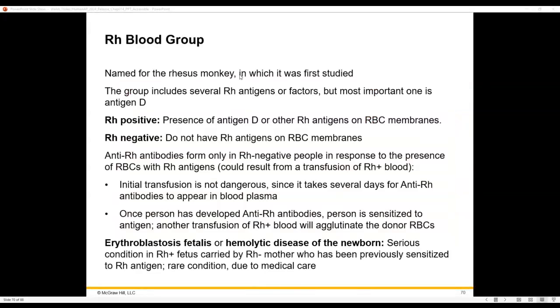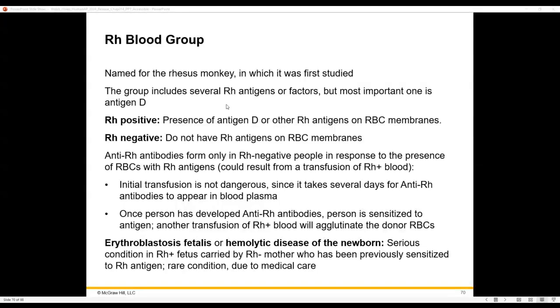Okay, well, what about that plus or negative that comes after the letters? This is the Rh blood group. It's named for the rhesus monkey in which it was first studied. The group includes several Rh antigens or factors, but the most important one is what we call antigen D. Rh positive is presence of antigen D or other Rh antigens on the red blood cell membranes. Rh negative do not have Rh antigens on the red blood cell membranes.